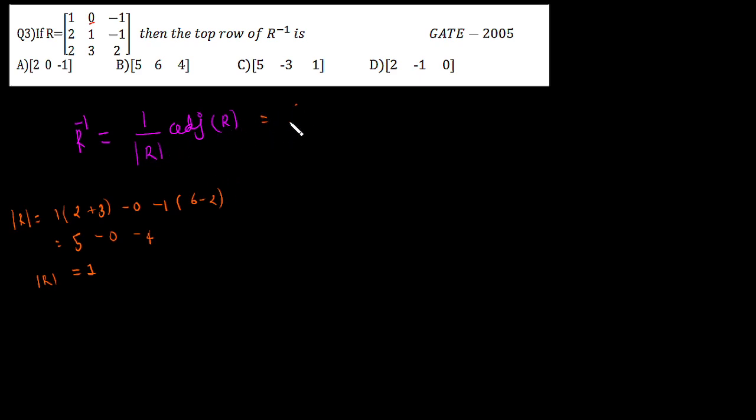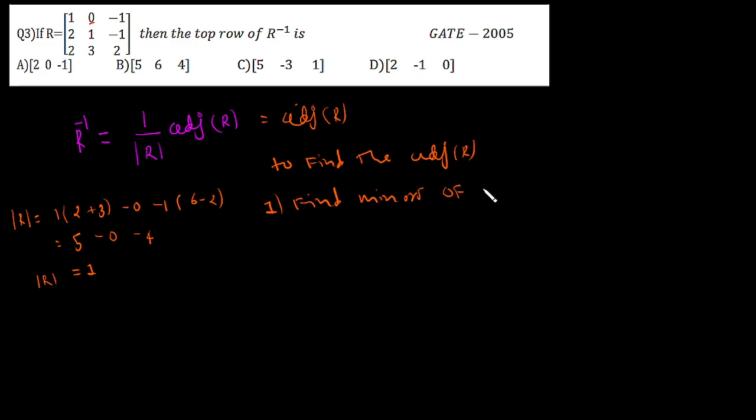So I can simply write that the inverse of this matrix is nothing but the adjoint of this matrix R. And how do we find the adjoint? To find the adjoint of R, we have to do 3 steps. The first step is to find the minors of the matrix.